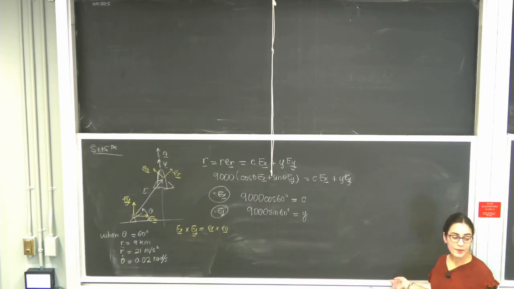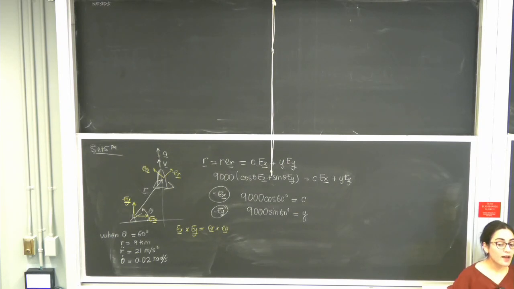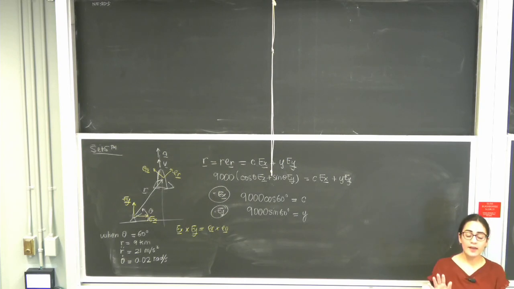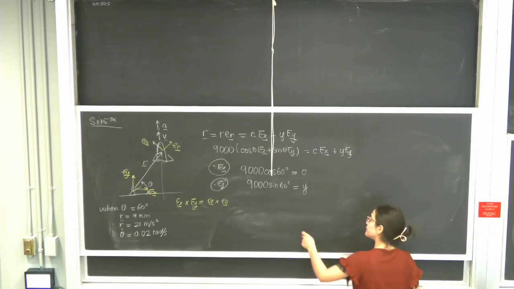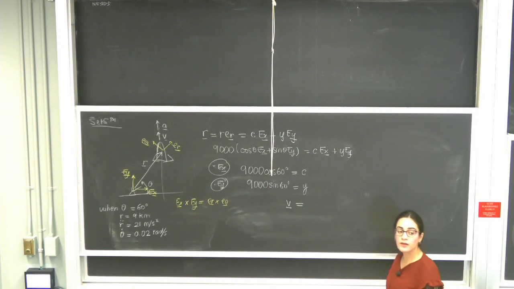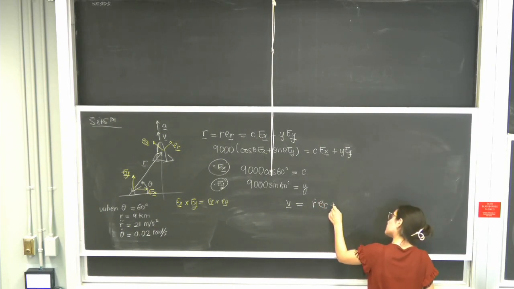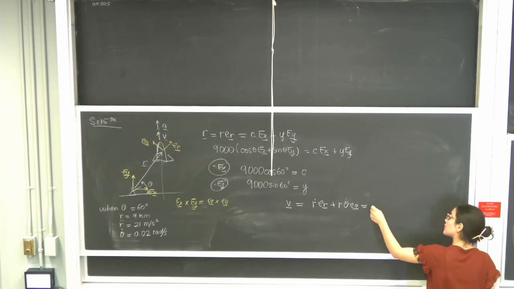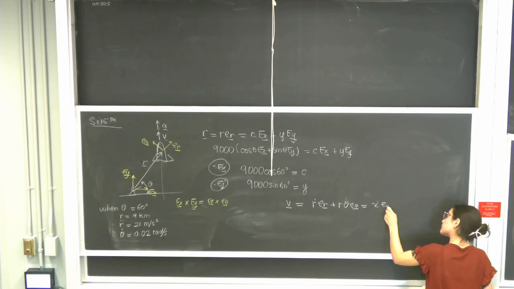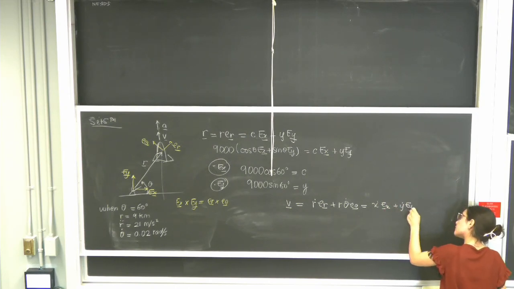Okay. Let's do the same thing for the velocity. But for the velocities, I'm not going to replace numbers. I'm going to use the variables, r, theta, and so on, so that the expressions I get are going to be valid for any configuration, for any angle theta. So V, what is it in polars? R dot ER plus R theta dot E theta. And in Cartesians, that's x dot EX plus y dot EY.